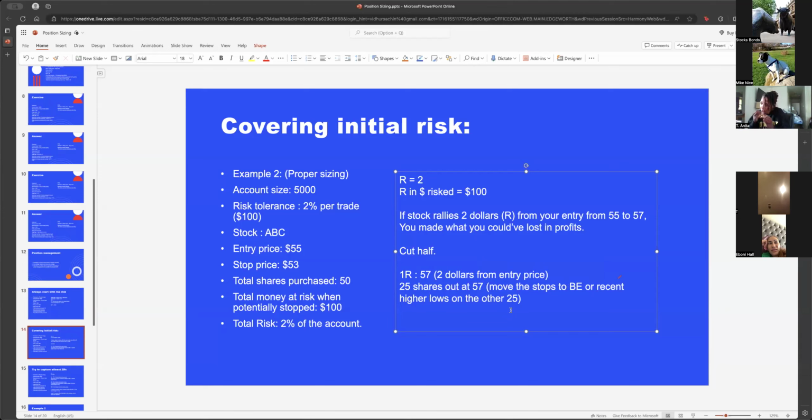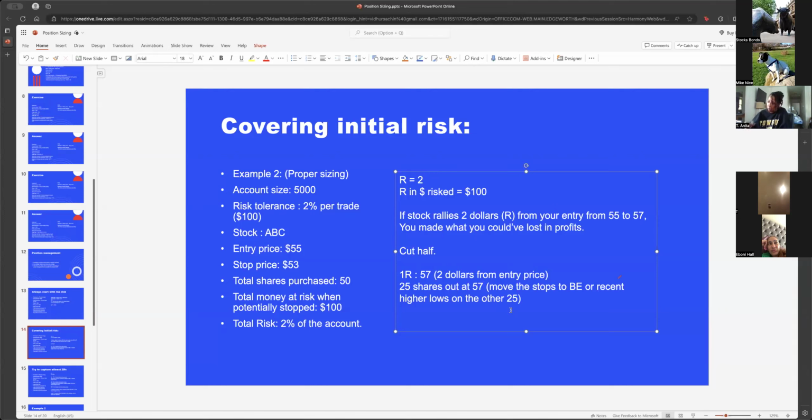This is the importance of position management, by the way. This is the first part, covering the initial risk, protecting your capital. This is what it means. When you sell half of your position, again, there is no take profit here, by the way. You're only going to take your profits if it moves one times the risk to the upside, which is $100. If you got stopped out, you lose 100. But if it moves $2 to your upside from your entry, you made your initial risk, you're going to cover some of yours in profit and move your stop loss up.